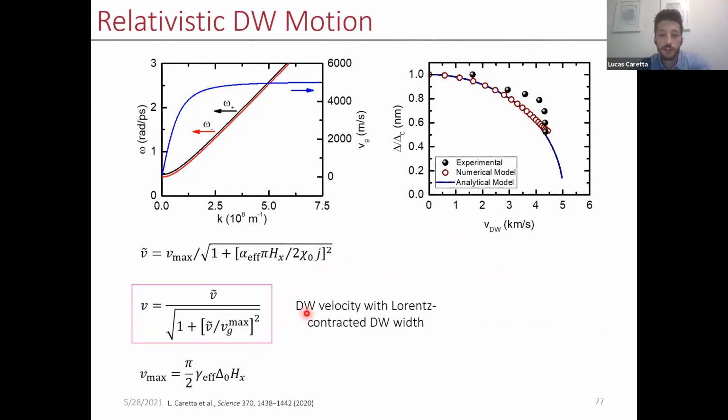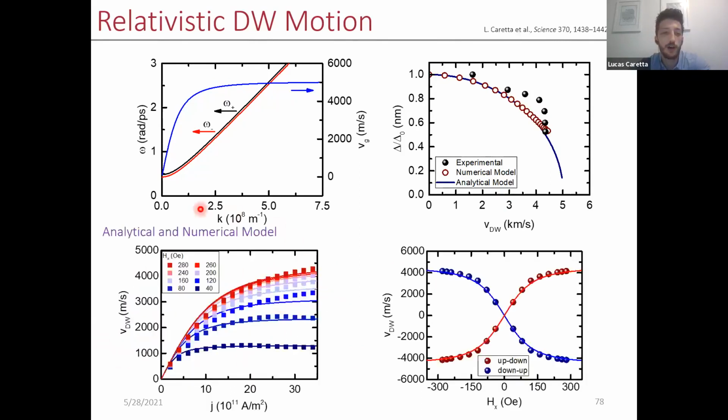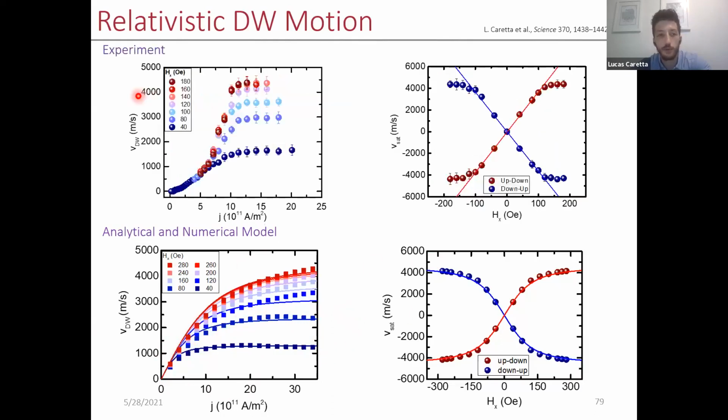So we can take this Lorentz contraction model and this Lorentz contracted domain wall width, and adapt our ferrimagnetic one-dimensional model to account for these Lorentz contractions. And when we do so, analytically and using atomistic numerical models, we see data that very closely, both qualitatively and quantitatively, matches what we see in the experiment. So what we've shown here is that what we're reaching in our experiment is the fundamental domain wall velocity limit in this system.